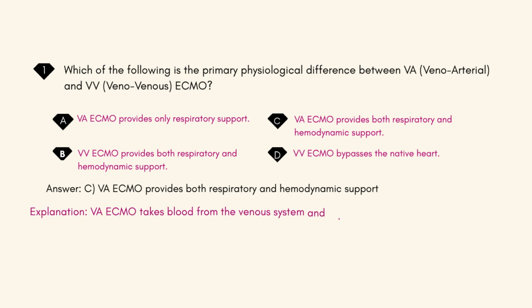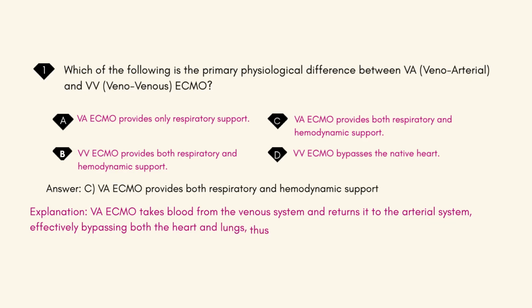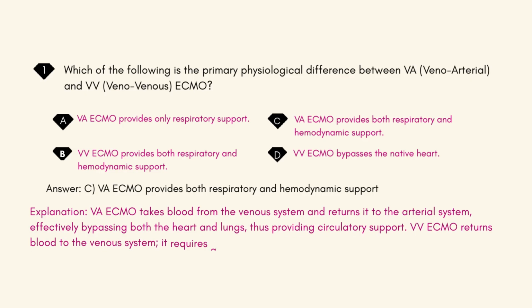Explanation: VA ECMO takes blood from the venous system and returns it to the arterial system, effectively bypassing both the heart and lungs, thus providing circulatory support. VV ECMO returns blood to the venous system. It requires a functioning heart to pump the oxygenated blood.